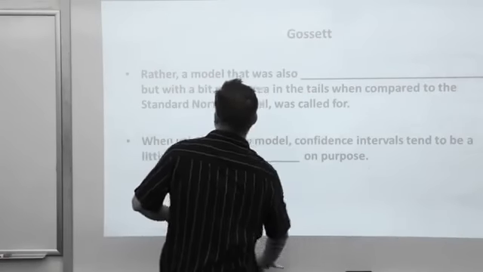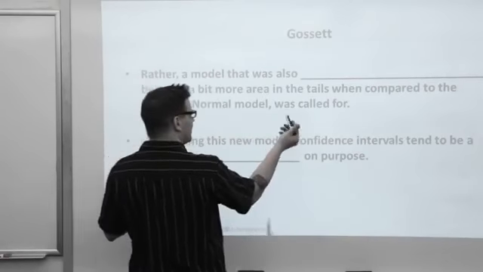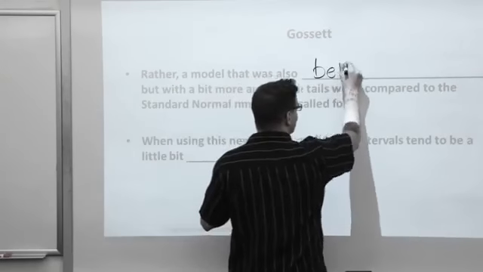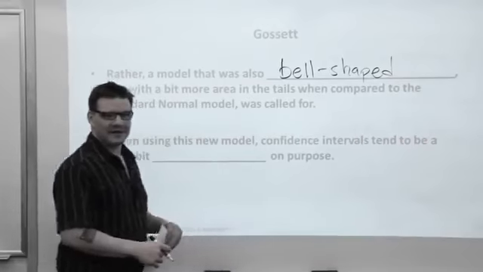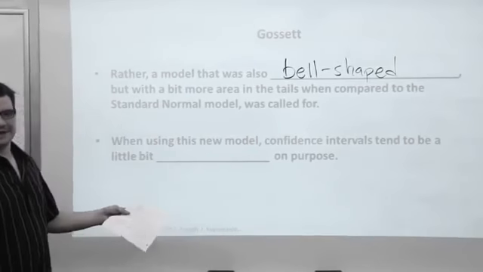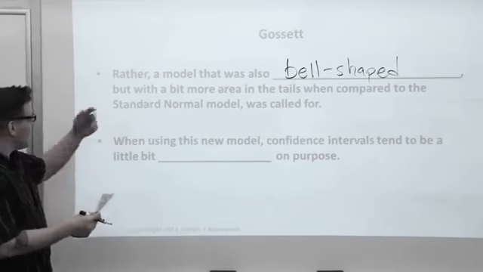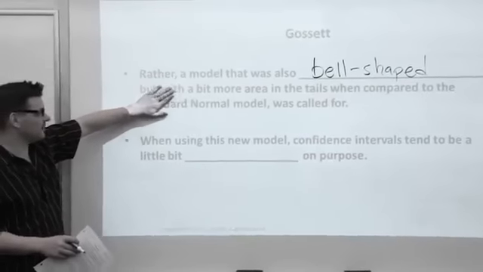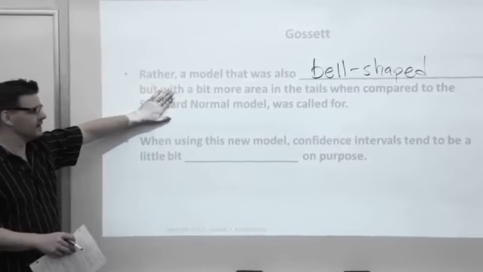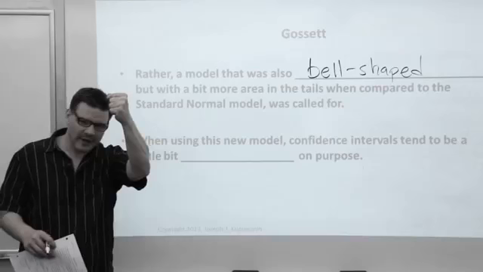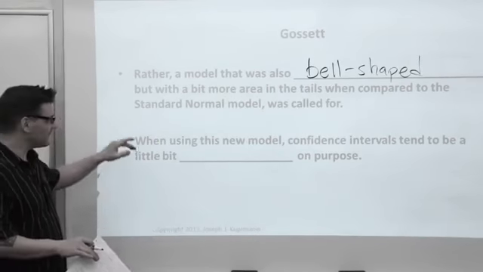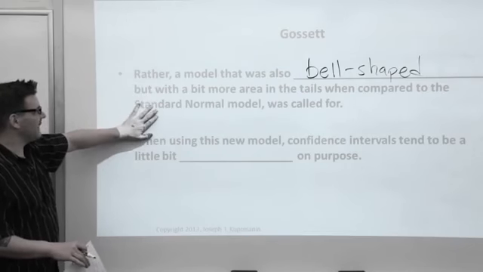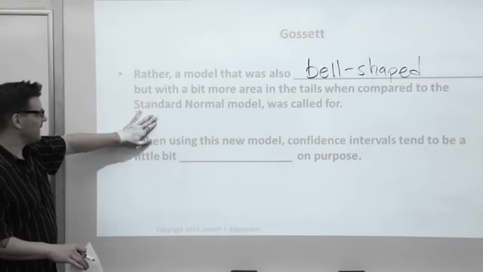So here was his discovery. Rather, the model is also bell-shaped. And in fact, if I drew the new model and I said, what model is it? You'd say normal instantaneously, and I don't blame you. The model was bell-shaped, but there is a bit more area in the tails. Essentially, take your normal model and squish it down and push a little bit of the area out to the tails. So compared to standard normal, more area in the tails.